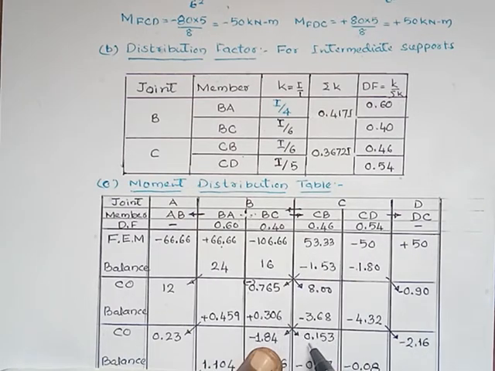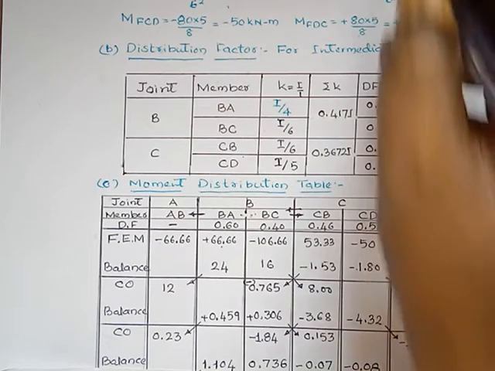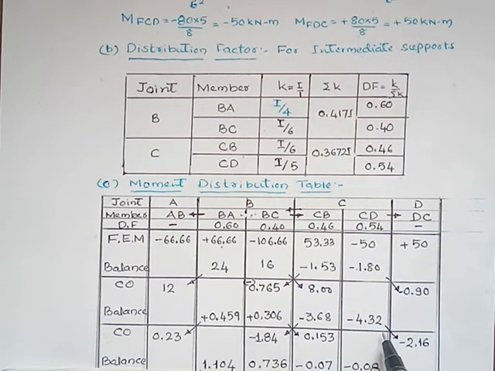Then from B to C, half of 0.306 is transferred to CB, that one is 0.153. Then here, C to B, the carryover from C to B is half of minus 3.68, that is minus 1.84. Then C to D, there is a fixed support, so half of minus 4.32 by 2, that is minus 2.16.